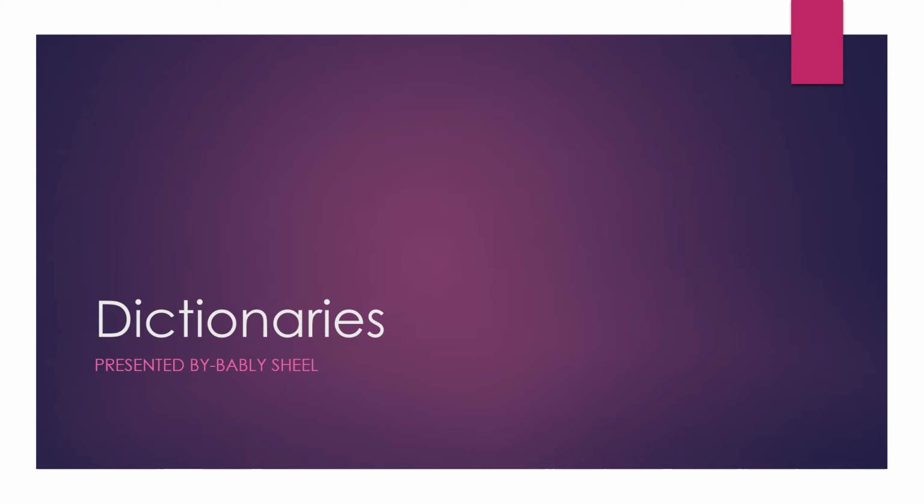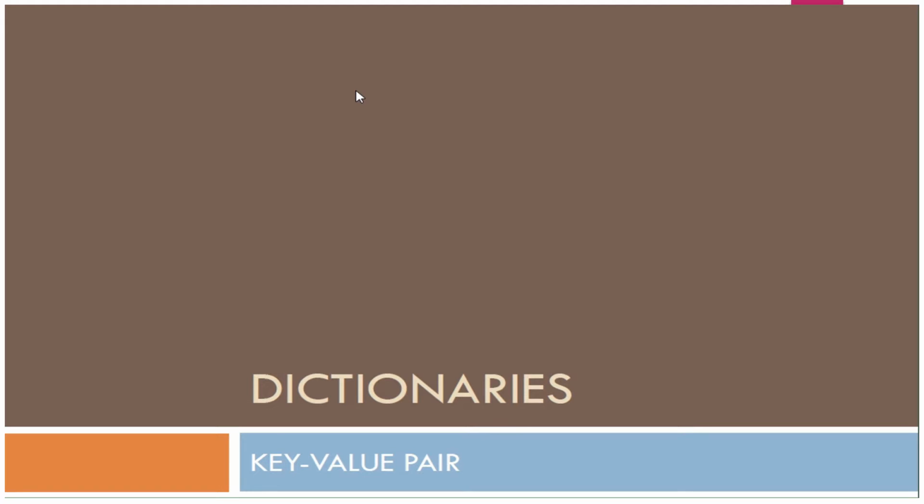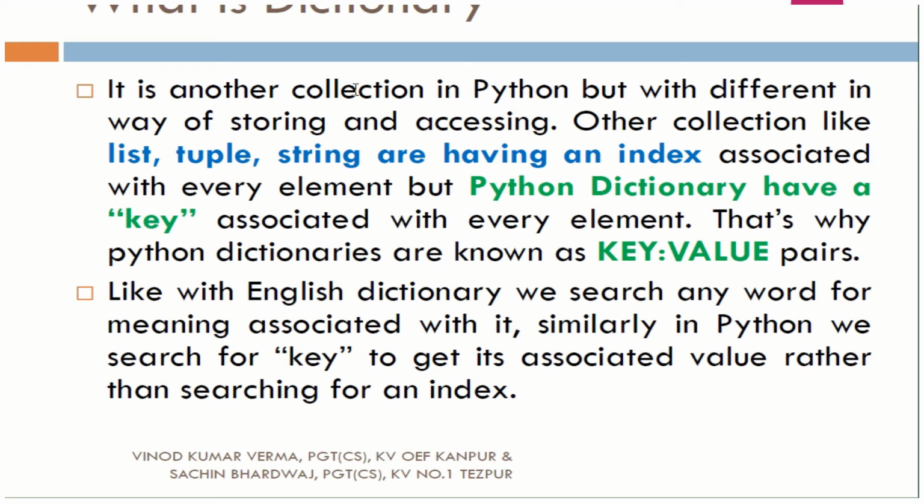Students, today we'll study the topic dictionaries. Let us see. What is a dictionary? A dictionary is nothing other than a key-value pair. It has one key, one value, and the pair is known as a dictionary. Next.